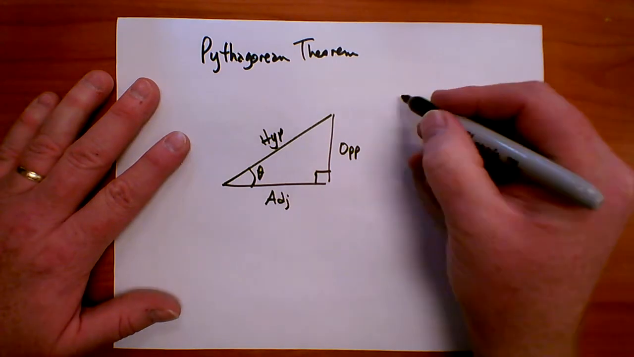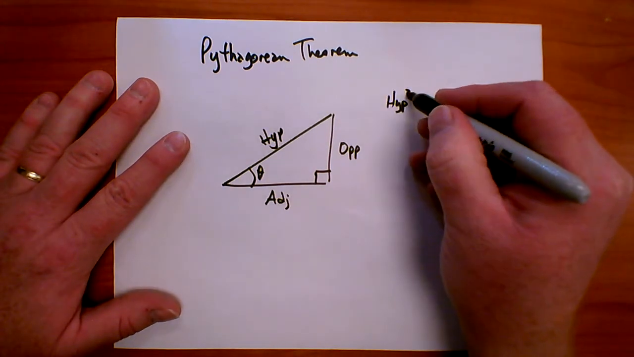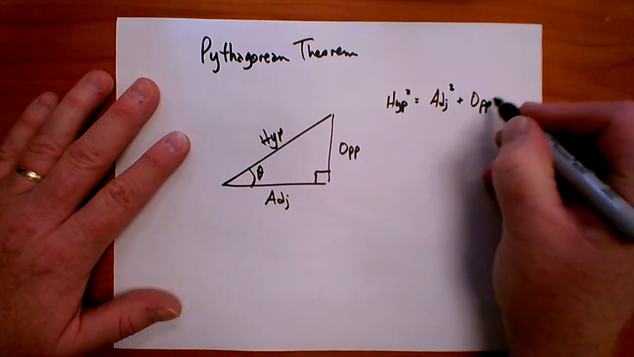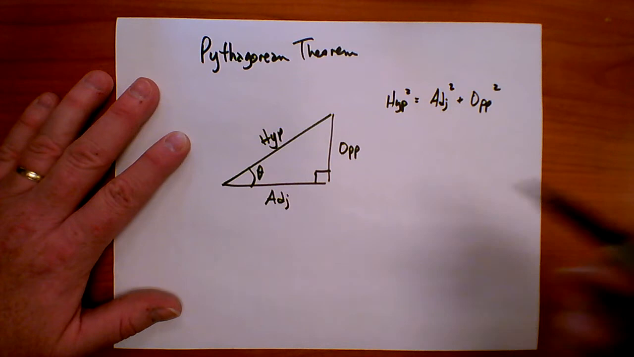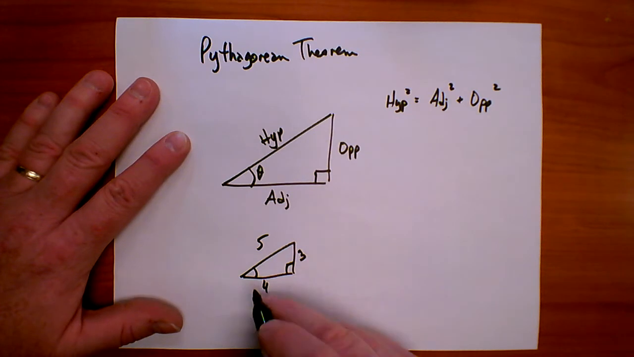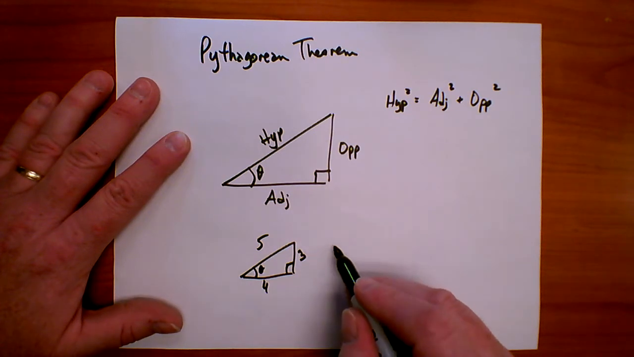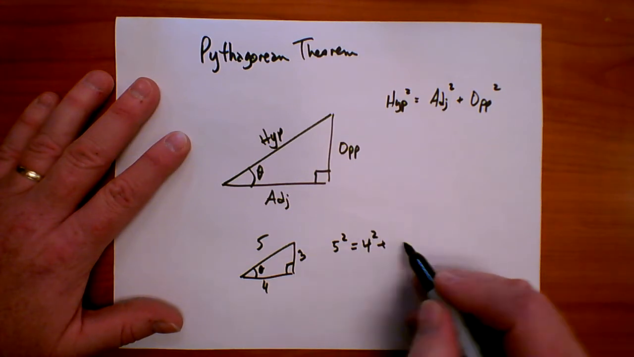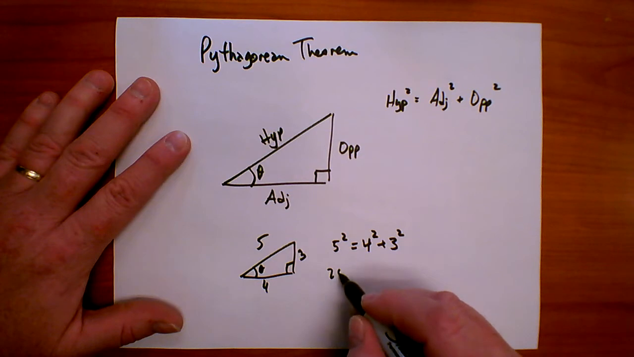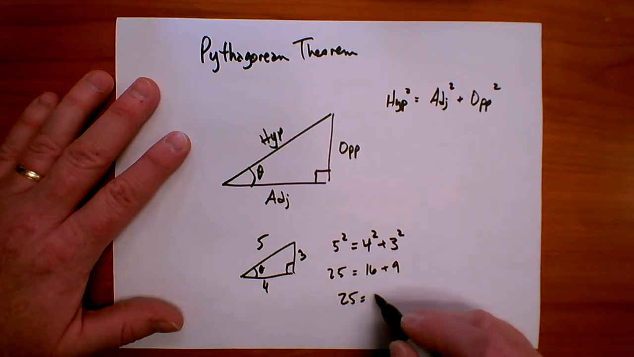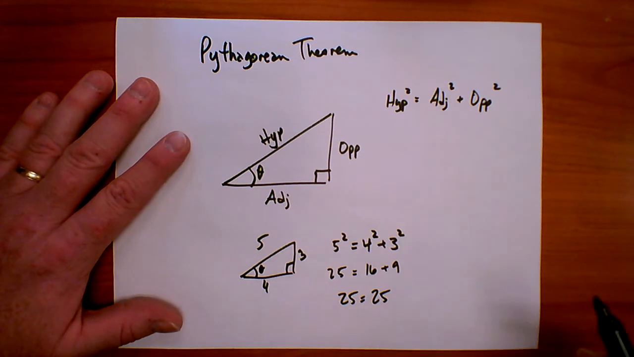The Pythagorean theorem says that the hypotenuse squared is equal to the adjacent squared plus the opposite squared. So for example, if I had a 3, 4, 5 right triangle, where my adjacent here is 4, I would say 5 squared, that's my hypotenuse squared, equals 4 squared plus 3 squared. And I can see this is 25 equals 16 plus 9, and 25 does equal 16 plus 9. So I can tell that 3, 4, 5 is a right triangle.